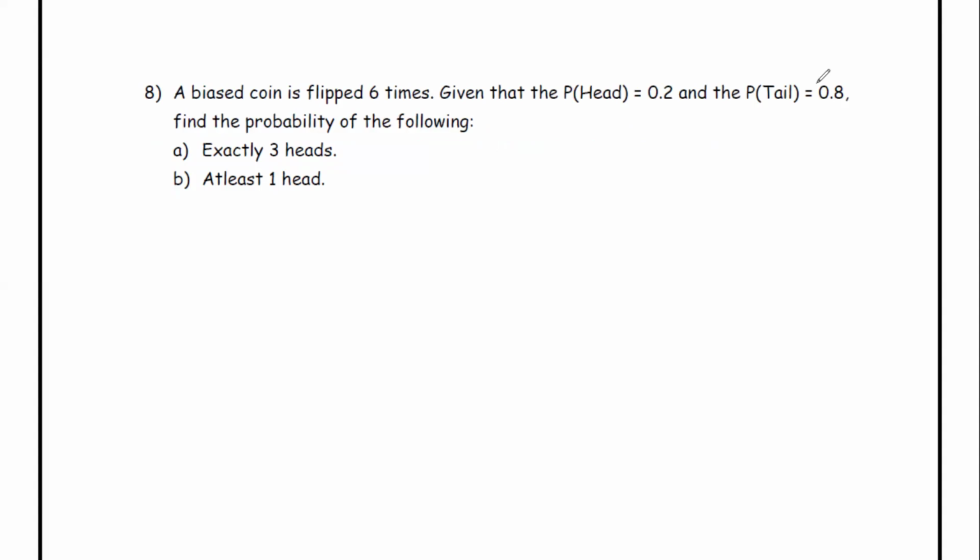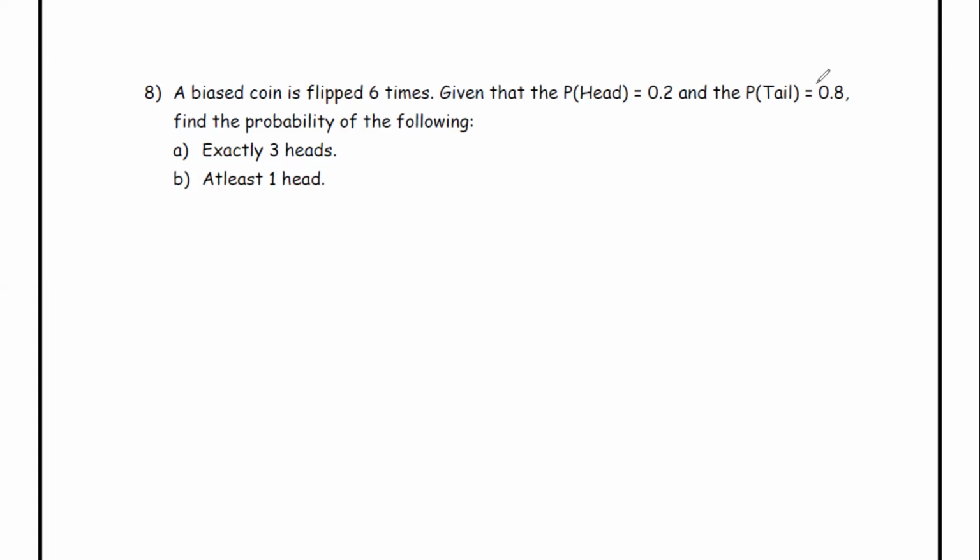Okay. A biased coin is flipped 6 times. Biased is not a standard coin, meaning it has some kind of flaw. An unbiased coin has a probability of head equal to that of tail, which means 0.5 for head, 0.5 for tail. This is a biased coin. So the probability of head given is 0.2 and the probability of tails given is 0.8.